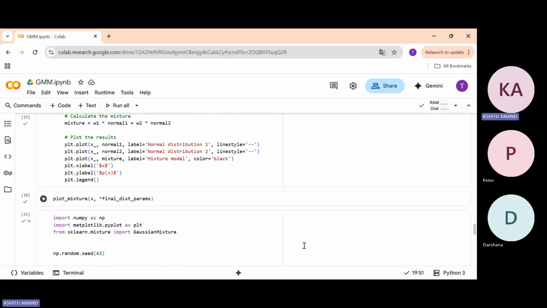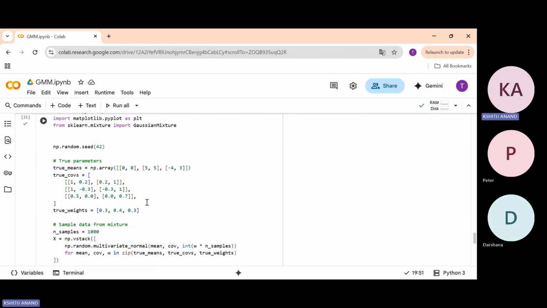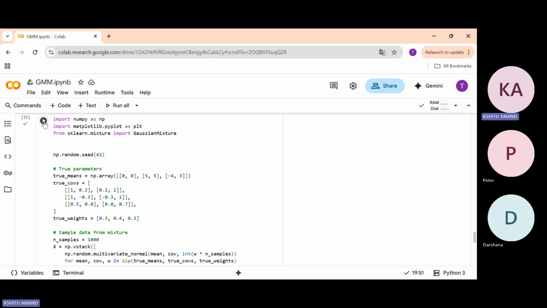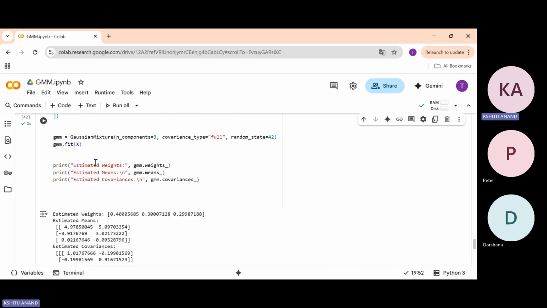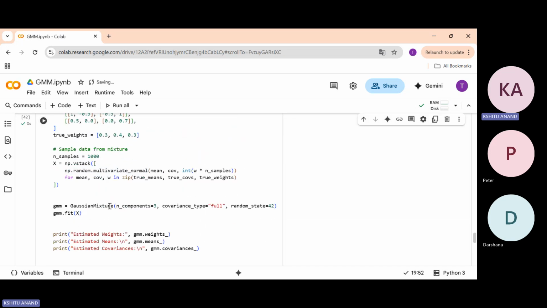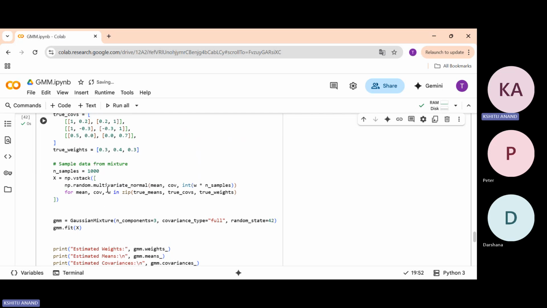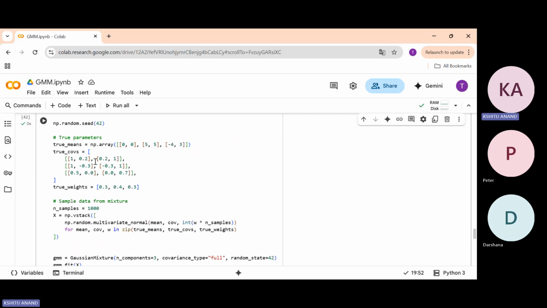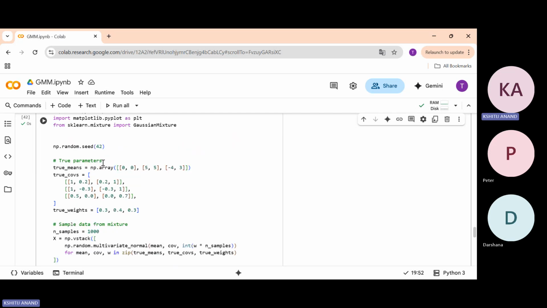Okay, and if you want to do it for multiple normal distributions, I have written this code as well. You can do it using sklearn. You can just use Gaussian mixture, the number of components, and then GaussianMixture dot fit. So this will help you. What I have done here is generate a normal distribution with this mean. This is for multivariate. I have taken three multivariate normal distributions, and their means are 0, 0, 5, 5, and -4, 3. The covariance matrix is this. The weights assigned are 0.3, 0.4, and 0.3.